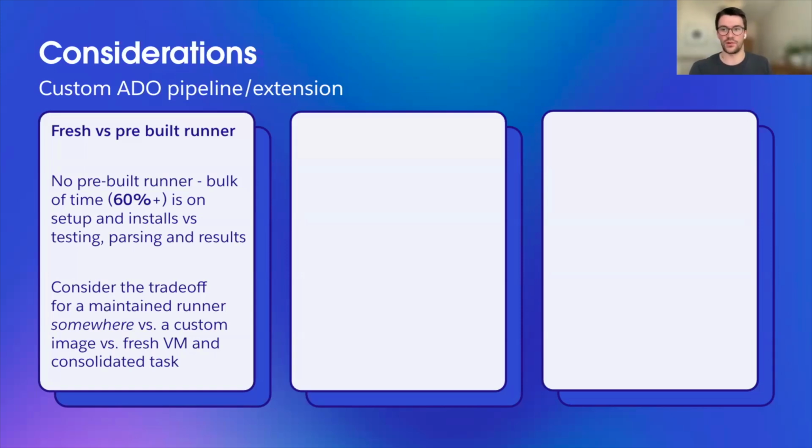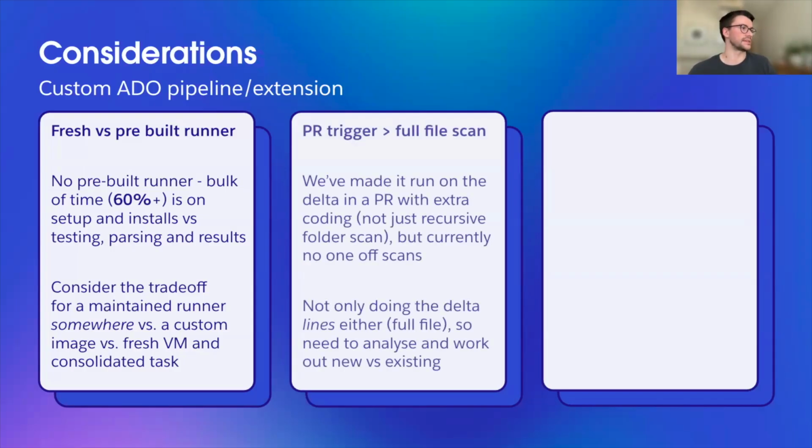And Salesforce actually have one, but it has the old version of Code Analyzer in it. So I did a bit of a weigh up and thought a fresh VM and task would make sense here. Pull request trigger versus the full file scan. So currently there's no one-off scans in there. That's something I've kind of got on my roadmap.